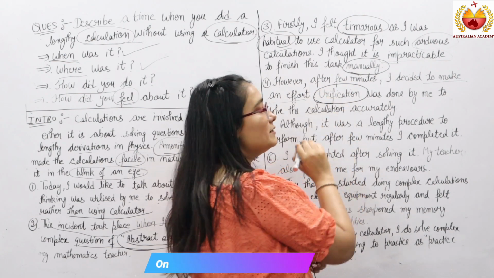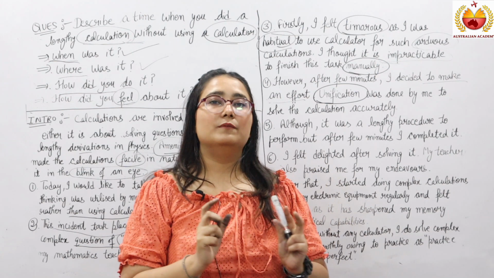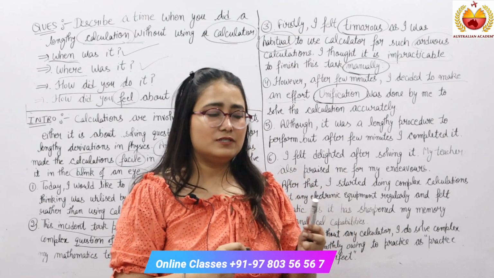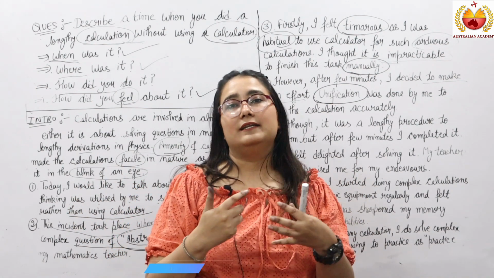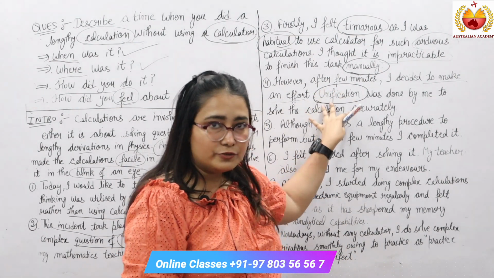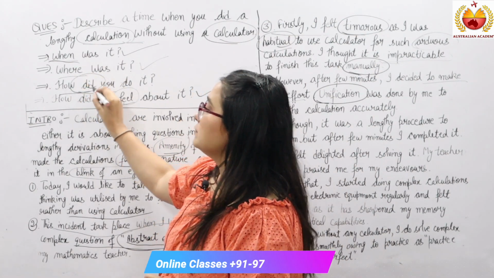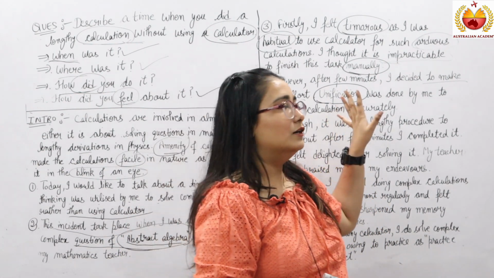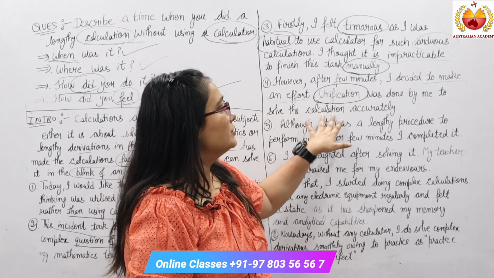Unification is a method in which we separate the whole question into sub questions, because the sub questions are very easy to solve, they are small in nature. So instead of doing the complex question in one go, we divide it into different portions, and that's what we call unification. And why are we mentioning unification here? Because they were asking how did you do it. So this is the answer to this question. We selected the method of unification to solve the calculation. So unification was done by me to solve the calculation accurately.